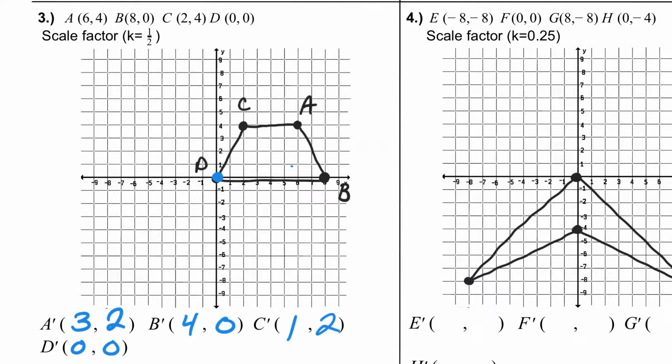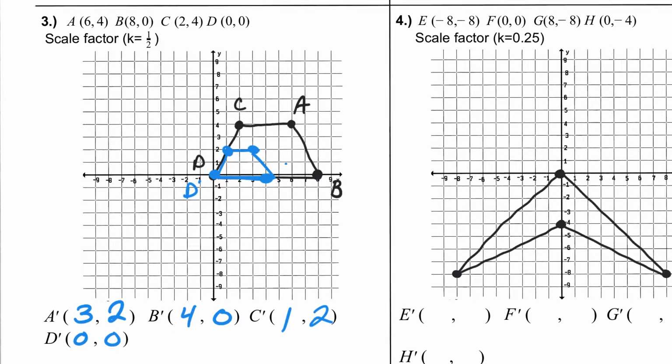So let's go ahead and plot those. There's D prime. A prime is 3, 2. B prime is going to be 4, 0. And C prime is 1, 2. There you can see we have an image which is smaller than our original figure, but that's still a dilation. Remember, dilations can make our images bigger or smaller. And we'll talk a little bit more about that in depth after we finish example 4.